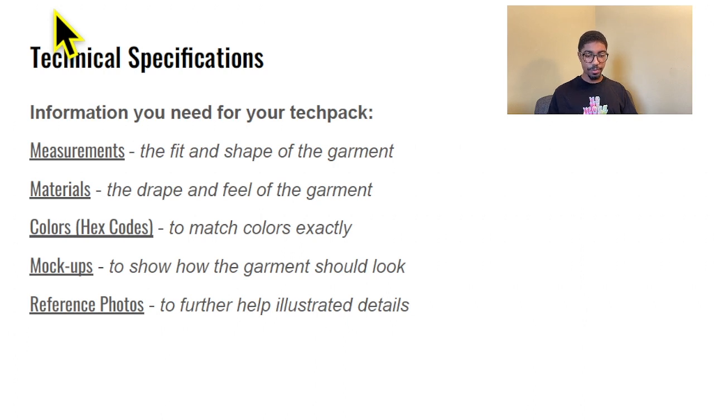Number four, we have mock-ups. So this is to show how the garment should look when it's done. Obviously, a drawing is going to be a little bit different than physical clothes, but you can do a mock-up several ways. People hand draw them. People create them in Adobe Illustrator or Procreate on the iPad. Some people use Clo 3D, which is a 3D clothing software.